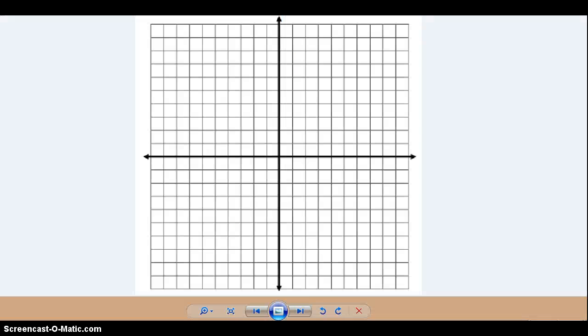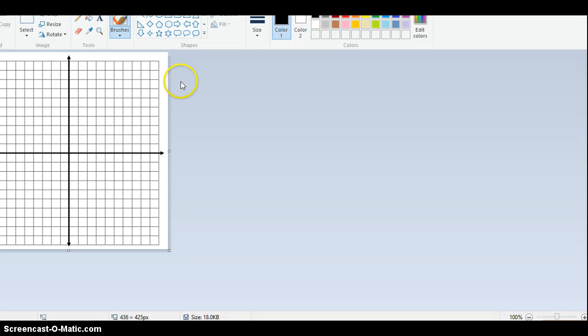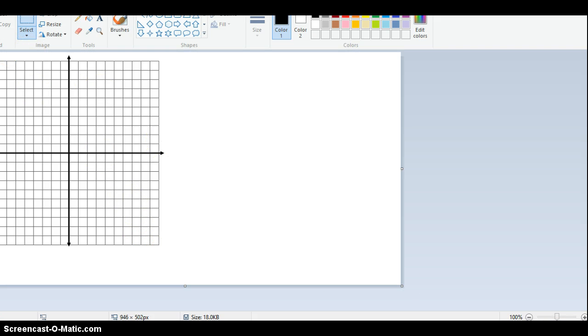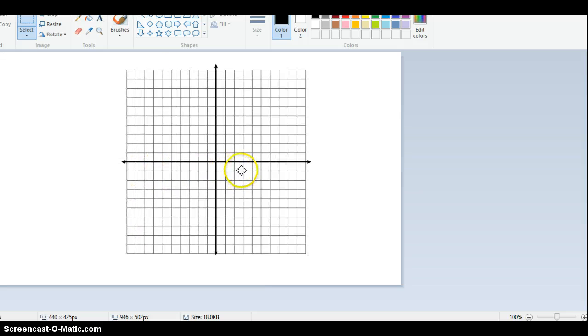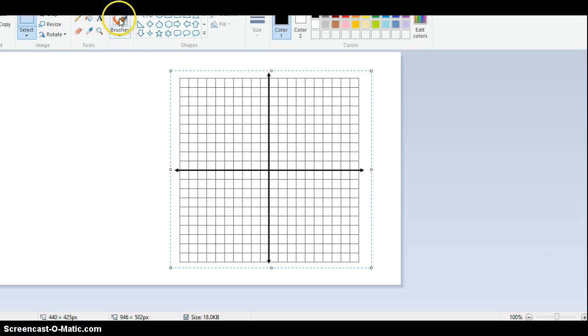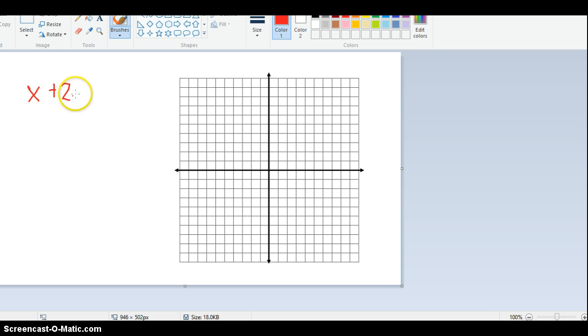Let's just try one more. Maybe I can get it more accurate this time. Let's open this in Paint. Put it over. Alright, this time we have an equation of x plus 2y equals 5. And we have an equation of 2x plus 4y equals 2. I'm just going to go ahead and graph these using intercepts since they're not in slope-intercept form.